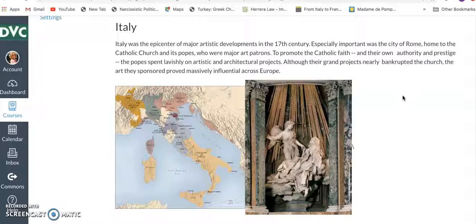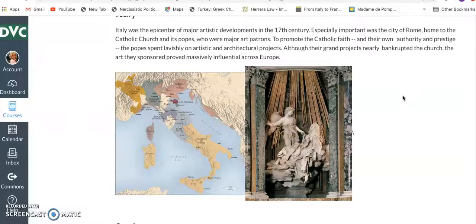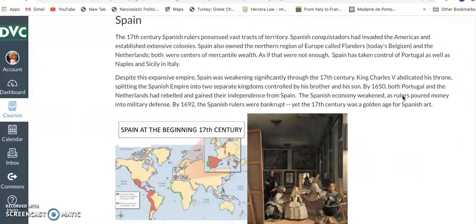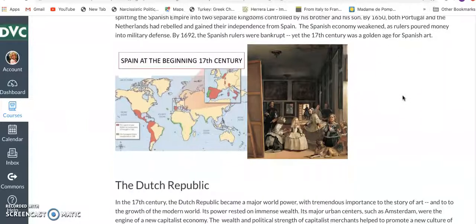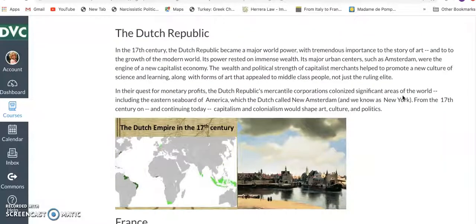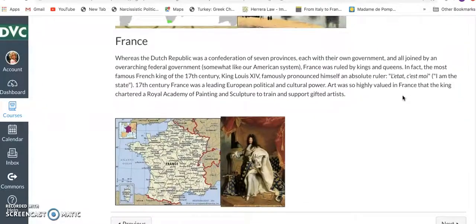Incredible artworks, but there's a lot, right? I mean, just studying Italy in this time period could be its own class. Spain, the same thing. We don't get to do enough in Spain. I wish we had had time to do more. We will go to the Dutch Republic. That is its own rich subject. Entire wonderful books have been written on it. The same thing with France.